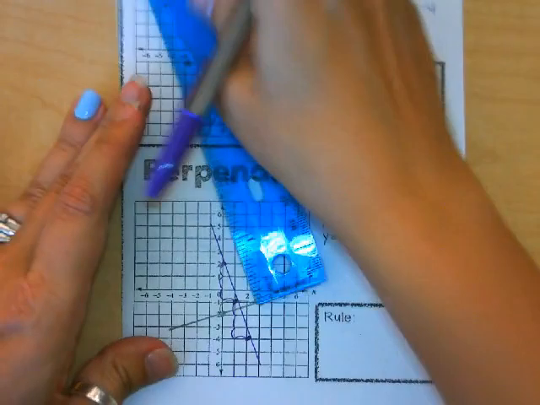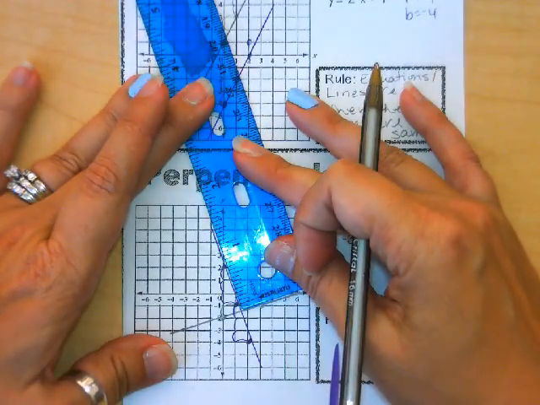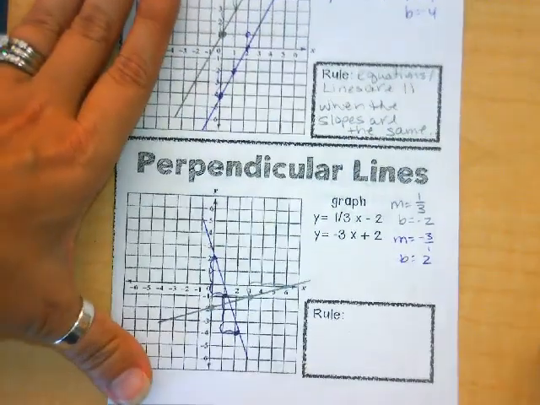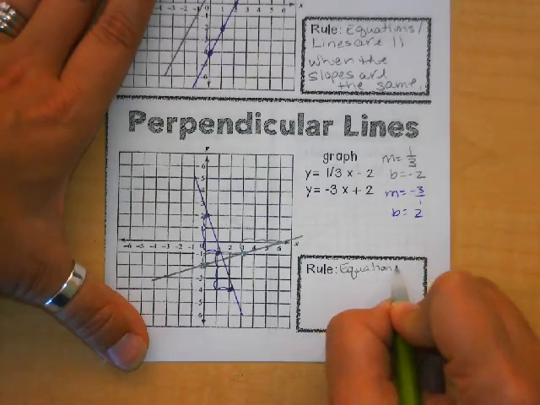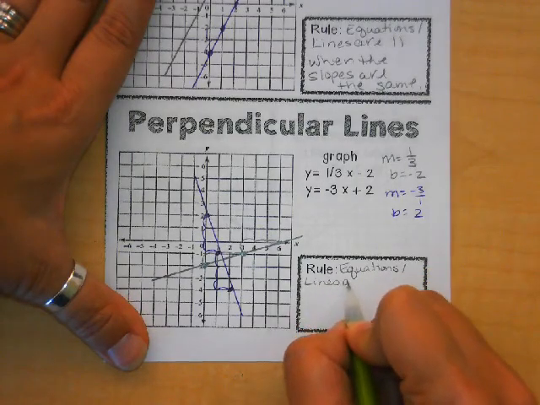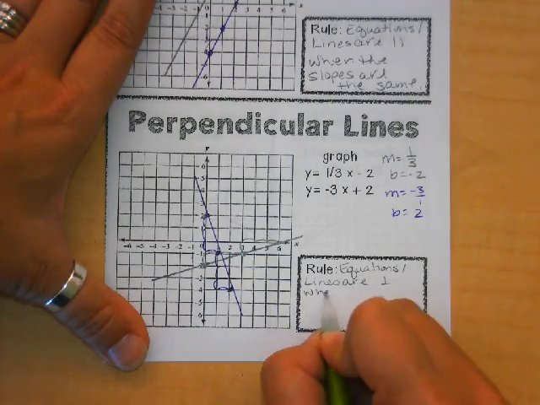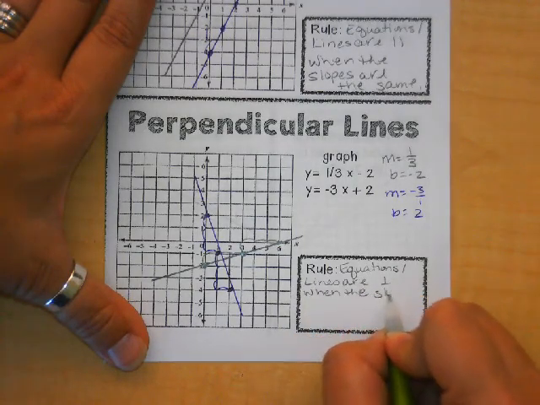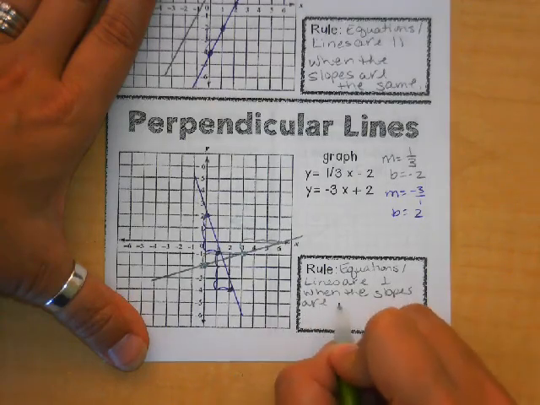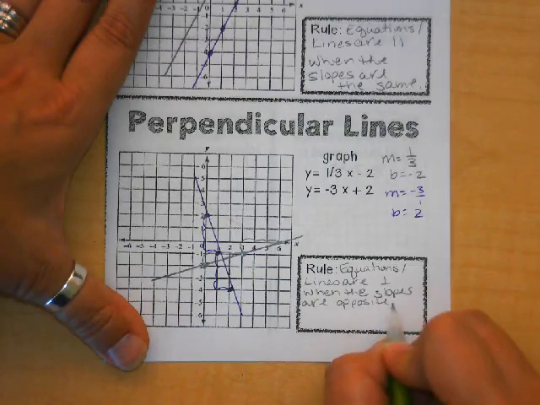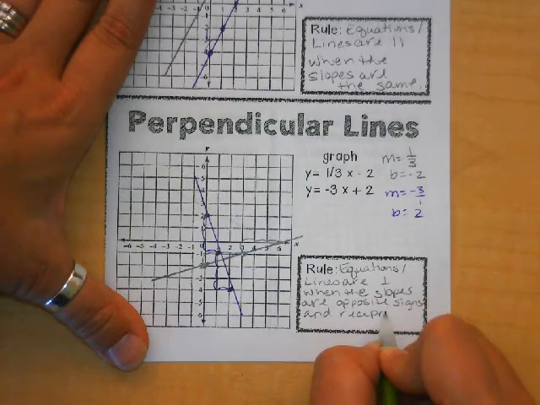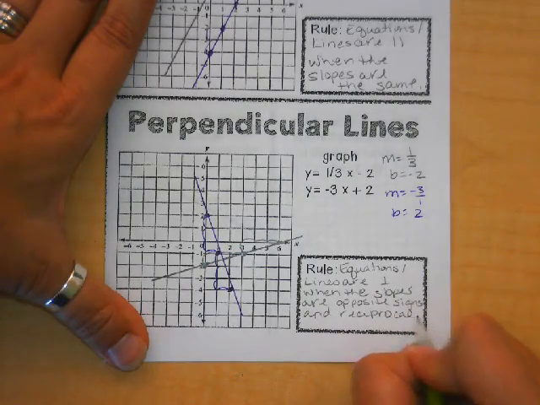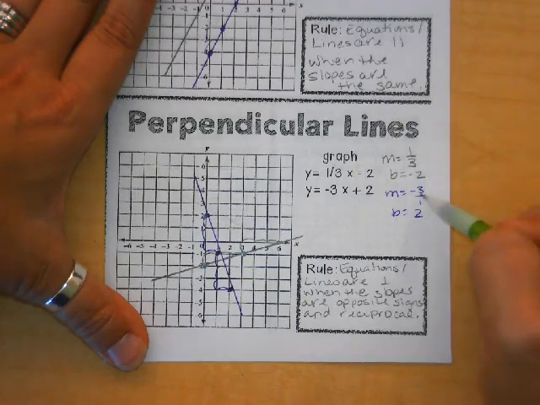I can see, if I use the corner of my ruler, which is 90 degrees, that these do intersect at a 90-degree angle, so they are in effect perpendicular. So the rule for this is that the equations for the lines are perpendicular when the slopes are opposite signs and reciprocal. Remember, it has to be both. Remember, that's the flip. So right here, this was a positive, this was a negative, sign change. The reciprocal of 1/3 is 3 over 1.